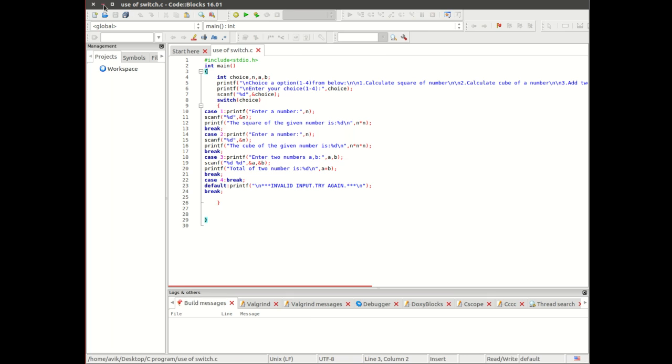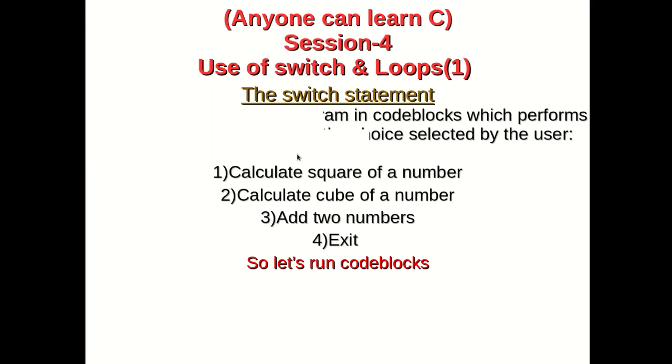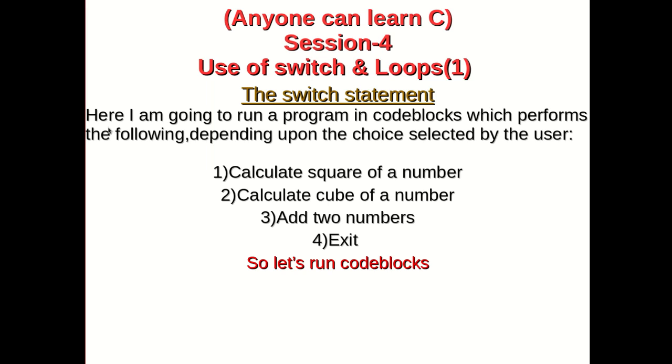And before this I shall put the question here. Here I am going to run a program in Code::Blocks which performs the following depending upon the choice selected by the user. In my question, the first menu will be calculate square of a number, second is calculate cube of a number, third is add 2 numbers, and 4 is exit.